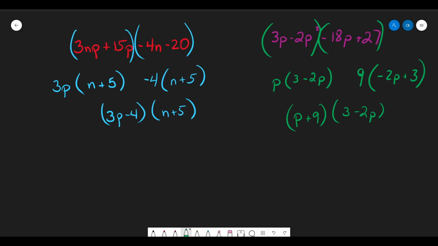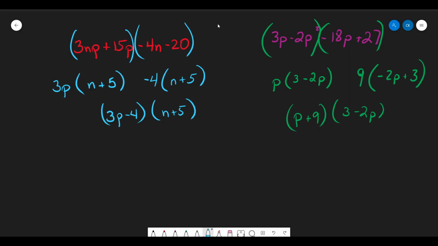So here are my answers. For the first one, if you see here how we grouped our first two together and grouped our second two together, the first one wasn't a problem. 3 and 15 have a greatest common factor of 3. They both have a p, so I take out the p. I'm left with n plus 5. That one shouldn't be too much of an issue.